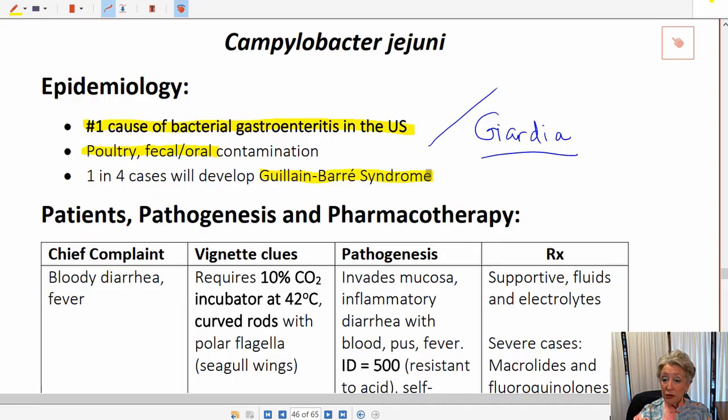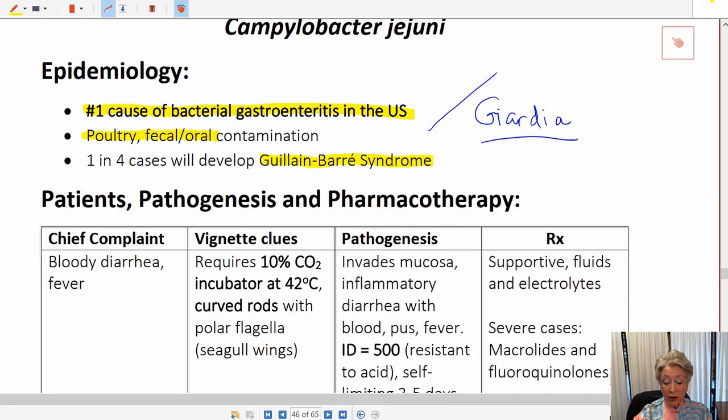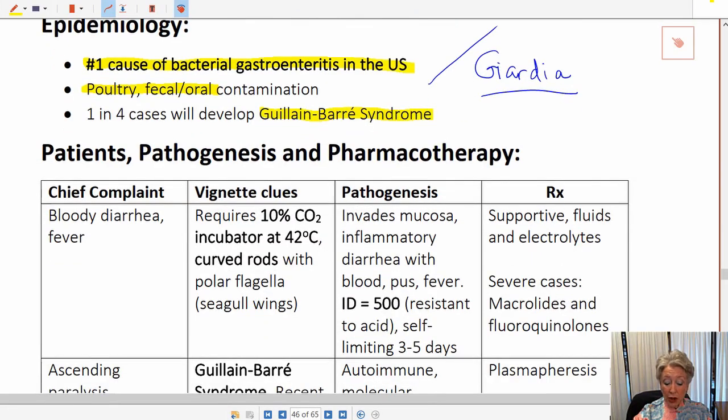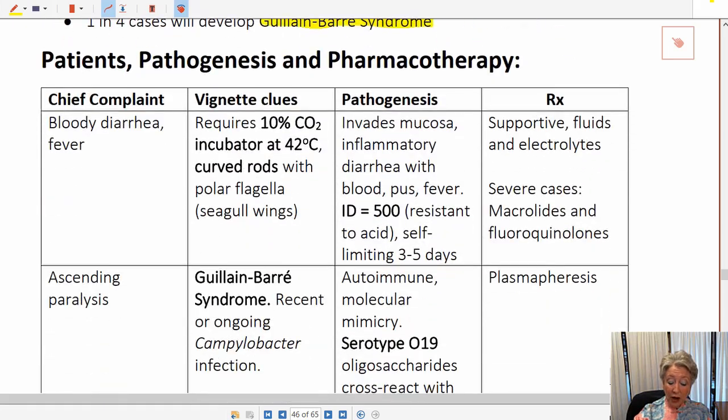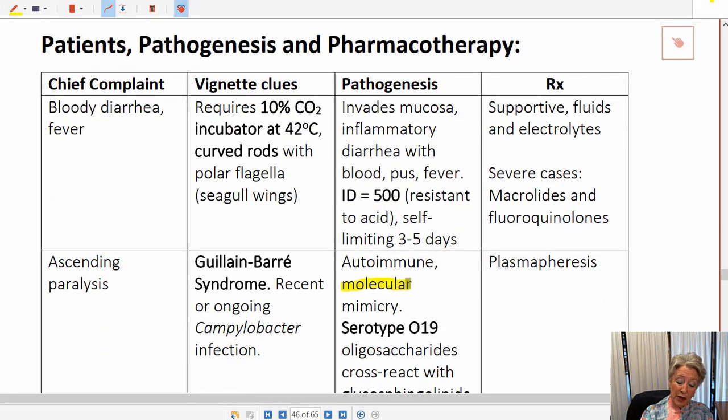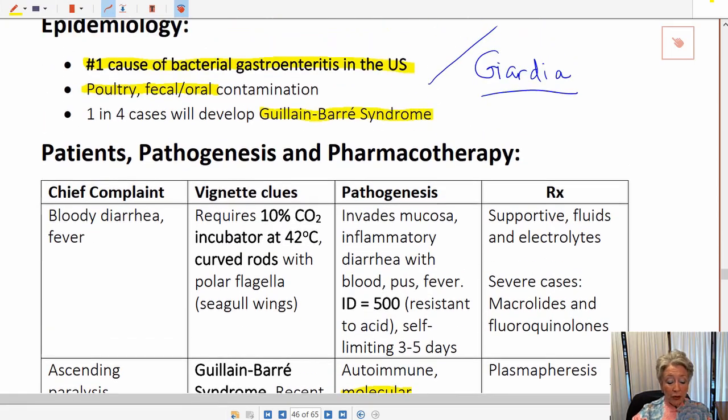Remember, our other sources of Guillain-Barré are typically viral, like influenza. And we do know in this case why it is that this is associated with Guillain-Barré, and it's because of molecular mimicry, as you'll see in a moment. Now, realize that when we divide these by chief complaint, we've got bloody diarrhea and fever as the typical Campylobacter gastroenteritis.